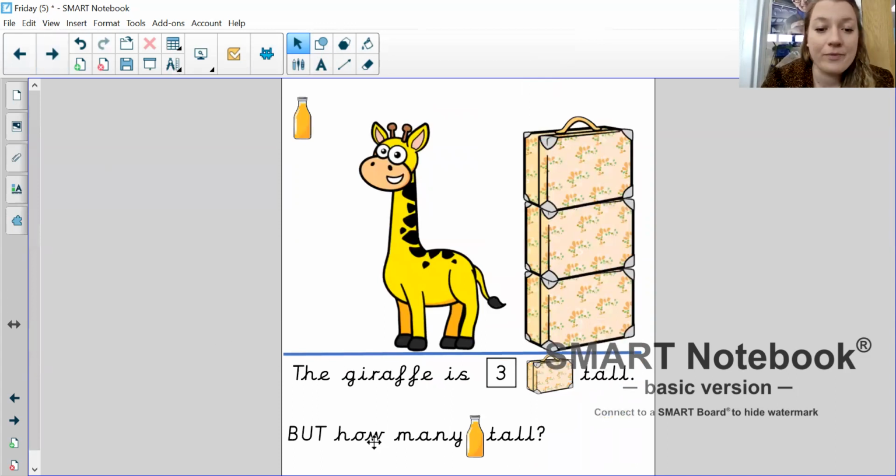Oh, there we go. Miss Walker wants us to find out how many bottles tall the giraffe is. So let's have a look. Again, they're all the same size. We're going to line it up at the bottom and they're going to be touching each other so that we have no gaps.